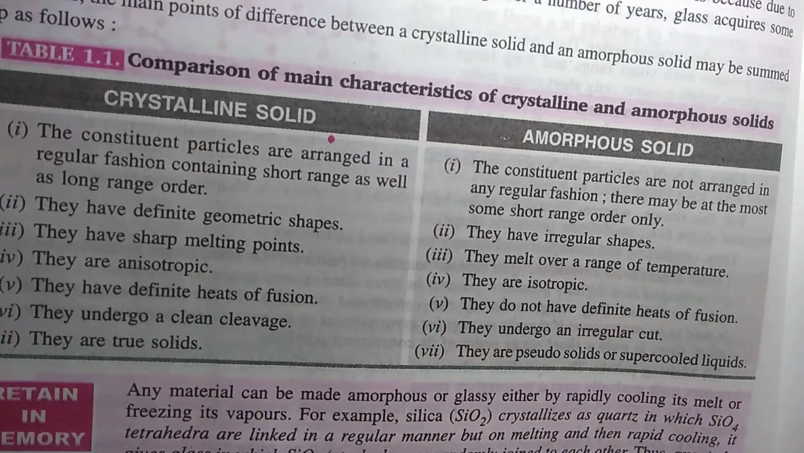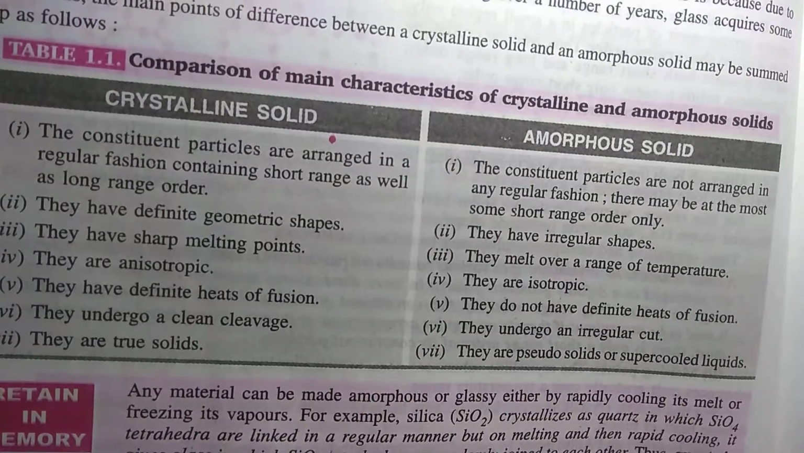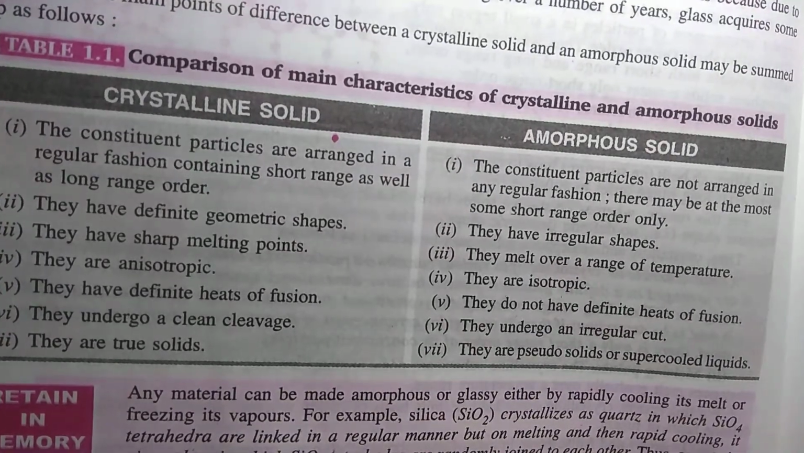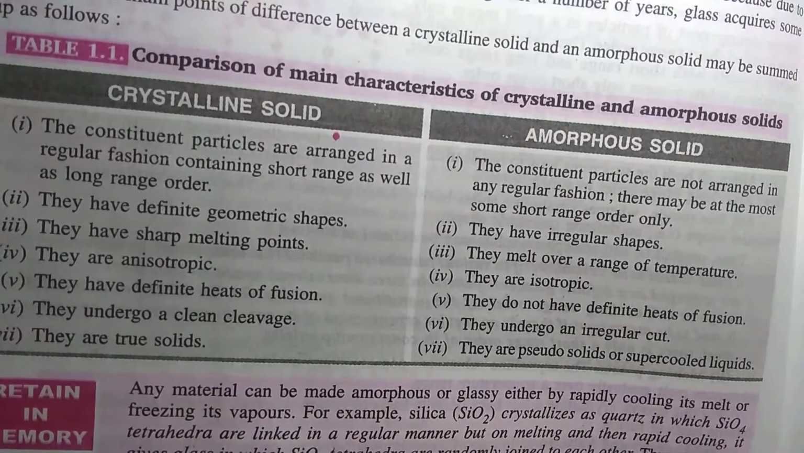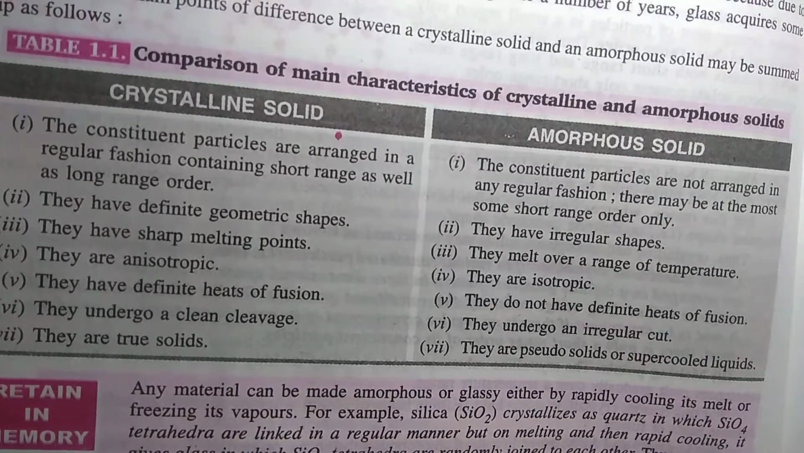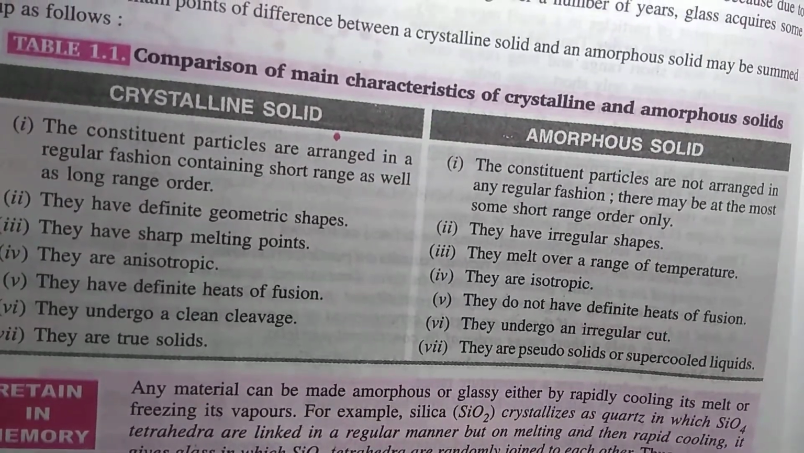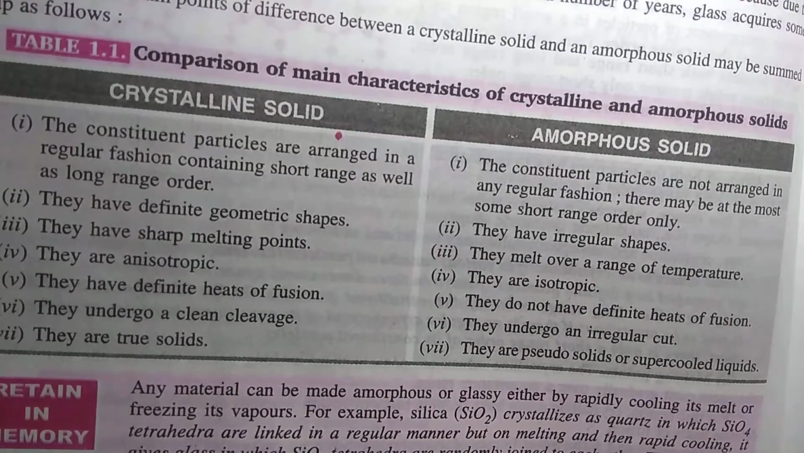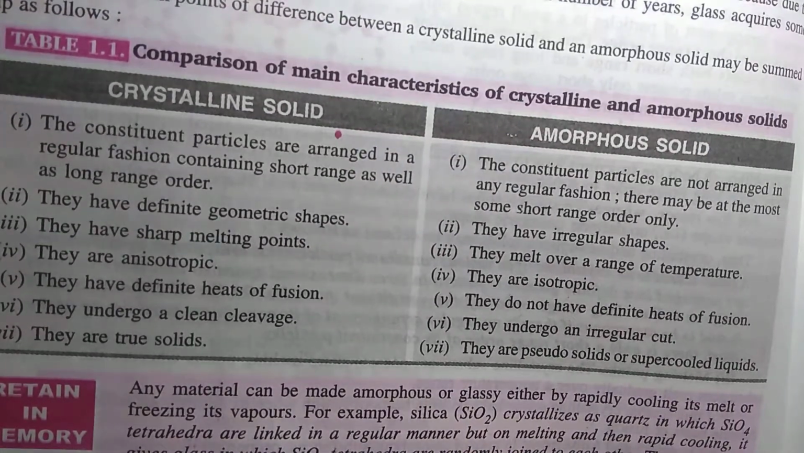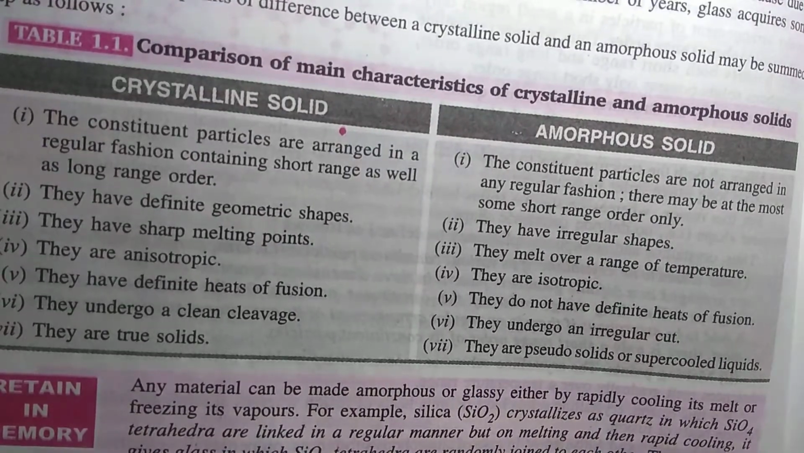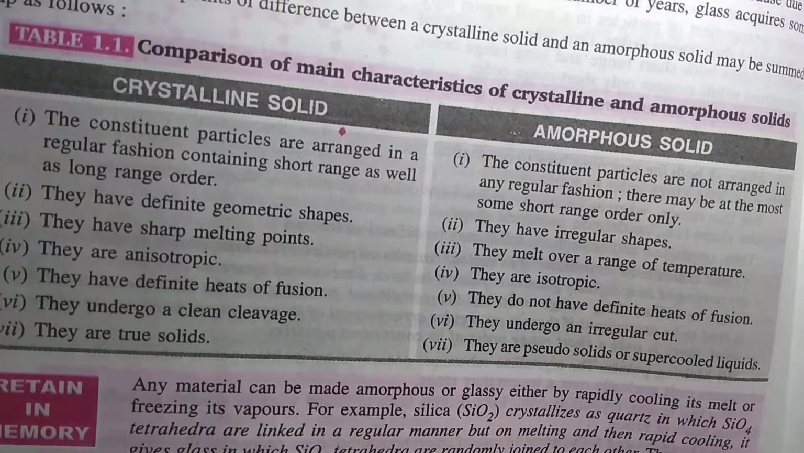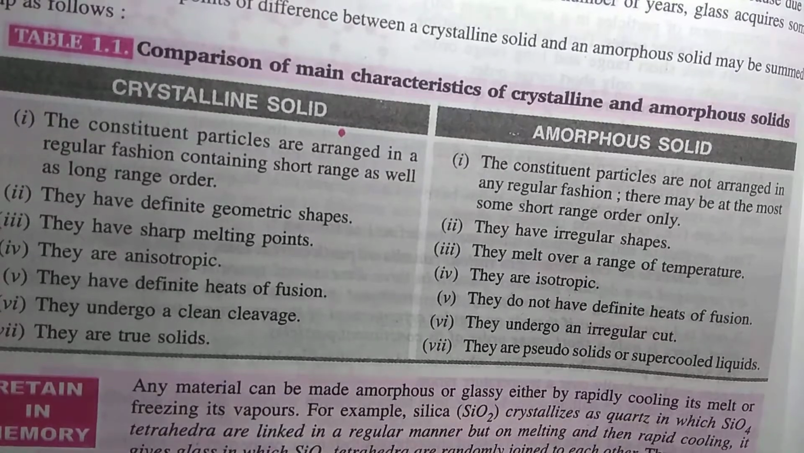That means all the physical properties that you're measuring are not uniform in all the directions, because the constituent particles which are arranged in different directions are different. But in the case of amorphous solid, the whole medium is the same, so it is isotropic. Crystalline solids have definite heats of fusion, whereas amorphous solids do not have, because they have a melting point range.